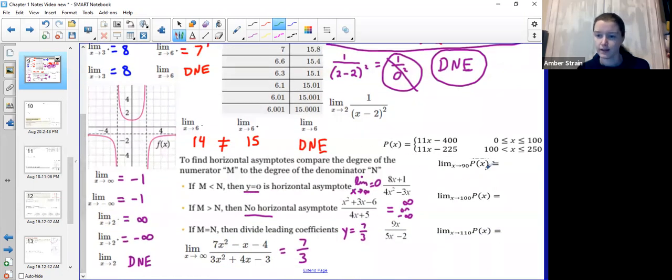So if we deal with something like 90, which right here in the piecewise function is right inside the 0 and 100, there's no break there. There's no denominator that could be 0. It's just going to be plugging in a 90. So 11 times 90 minus 400. Punch that in your calculator, and you should get 590.